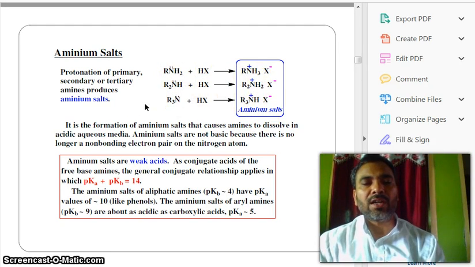So aminium salts are weak acids, as conjugate acids of free base amines. I repeat, aminium salts are weak acids as conjugate acids of the free base amines. The general conjugate relationship applies, in which pKa plus pKb is equal to 14. The aminium salts of aliphatic amines, pKb approximately 4, have pKa values of 10, like phenols. The aminium salts of aryl amines, pKb 9, are about as acidic as carboxylic acids.